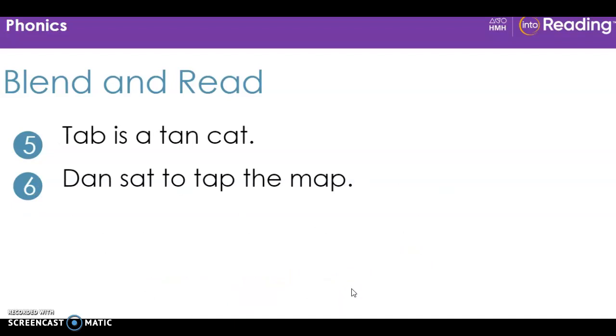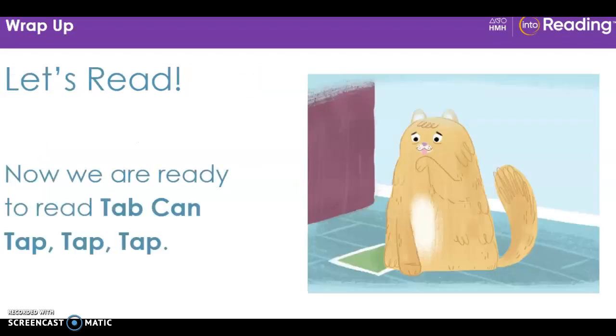Now we're going to read some complete sentences. Let's start with line 5. Tab is a tan cat. Now line 6. Let's read. Dan sat to tap the map. Good job. Now we are ready to read about Dan and Tab in a story called Tab Can Tap, Tap, Tap.